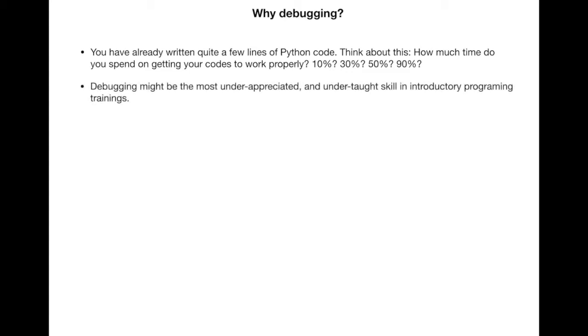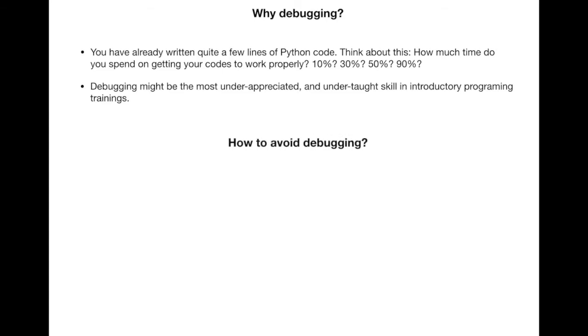So debugging, by definition, is getting your code working. Debugging might be the most underappreciated and undertaught skill in introductory programming. When you get something wrong, the only question is: what's wrong with my code and how can I get it working? This is very, very important, and learning how to get your code working is essential in improving your programming skills.